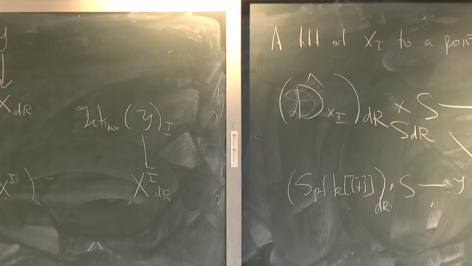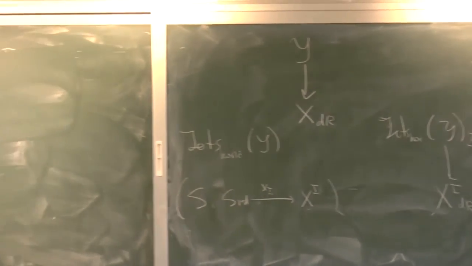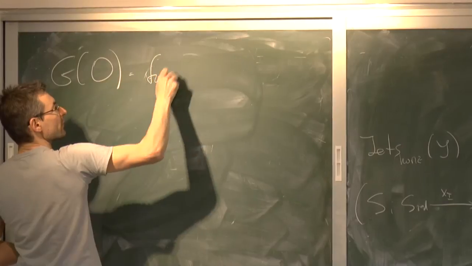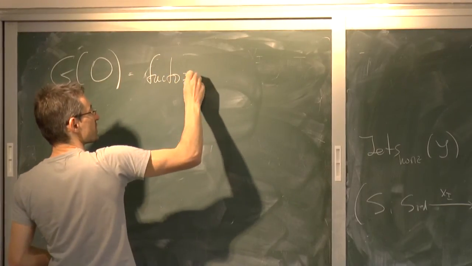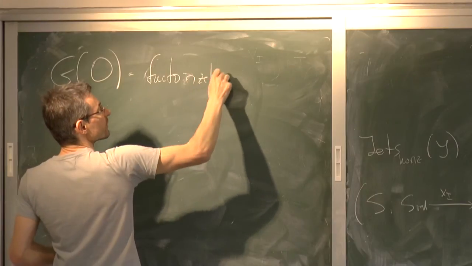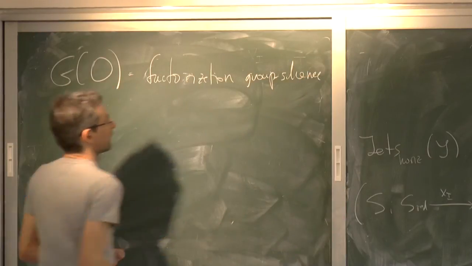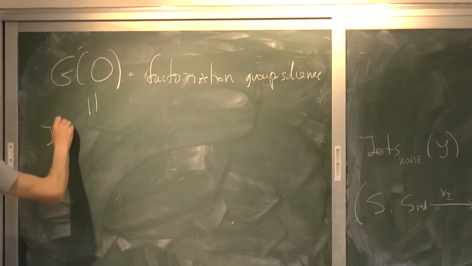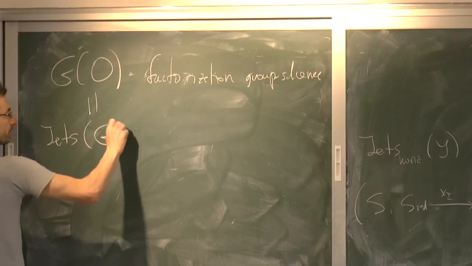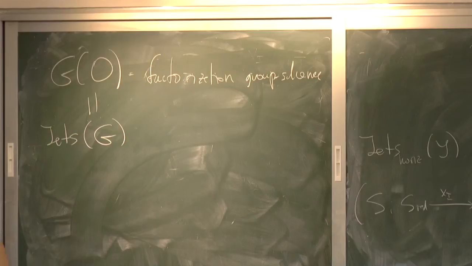All right. So now let me introduce the actors. G of O is a factorization group scheme, which is by definition the jets into G. Did you define just horizontal, or are you defining it now?